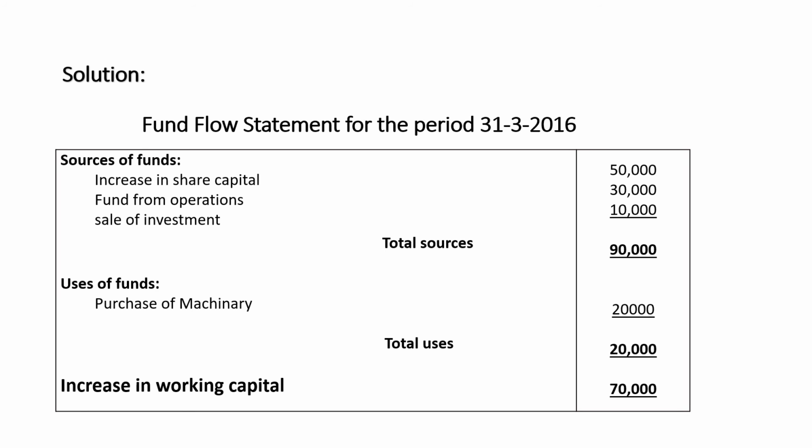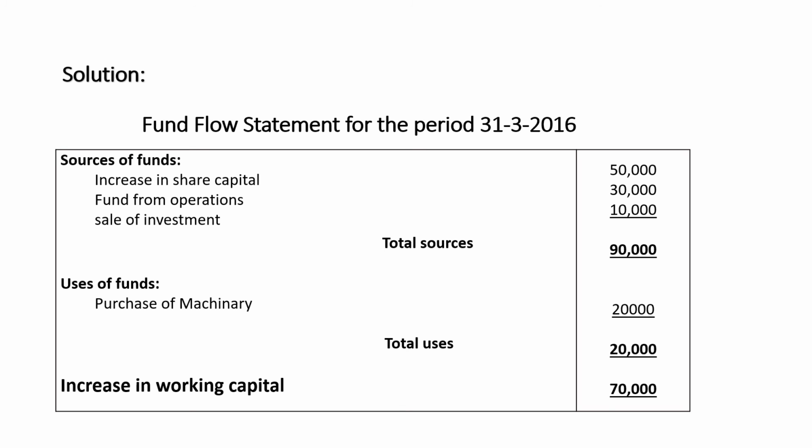Fund from operation. See the value of general reserve. The value of reserve during the year 2015 is 1,20,000 and for the year 2016 is 1,50,000. The difference between 1,20,000 and 1,50,000 is also treated as a source of fund during the year. Sale of investment.